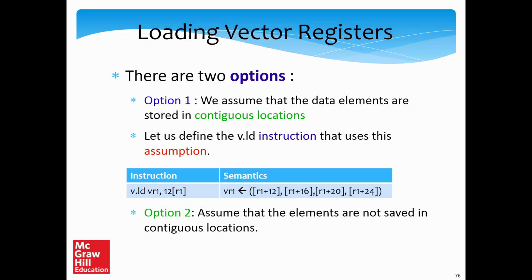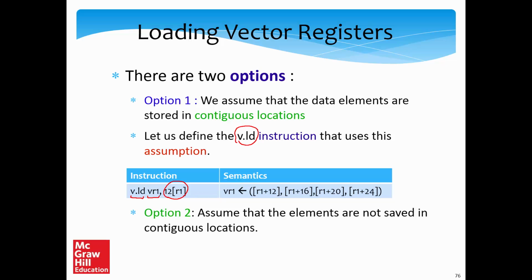Now let's take a look at the load and store operations of vector registers. This is difficult in the sense that there are two ways of doing it, and both are fairly different. One option is that we assume the data elements that we want to load are stored in contiguous locations. This will make our life somewhat easy; as compared to other approaches, this is the easier one. So let us define the v.ld instruction. v.ld is a vector load instruction that uses this assumption. Let the semantics be v.ld vr1 and then a memory address.